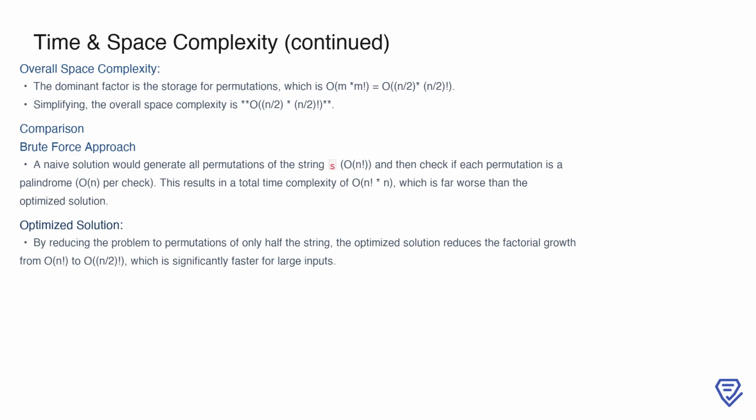This is a significant improvement compared to a brute force approach. Speaking of comparisons, a naive solution would generate all permutations of the string, resulting in O(n!) time complexity, and check each for palindrome properties, adding an additional O(n) per check. This leads to an overall time complexity of O(n!·n), which is far worse than our optimized approach. By reducing the problem to permutations of only half the string, we effectively reduce the factorial growth from n! to (n/2)!, making it significantly faster, especially for larger inputs.